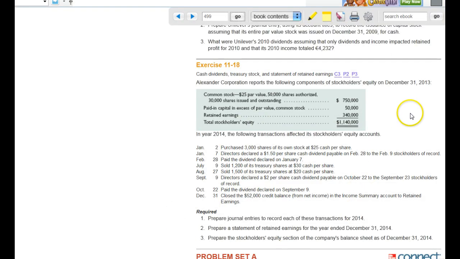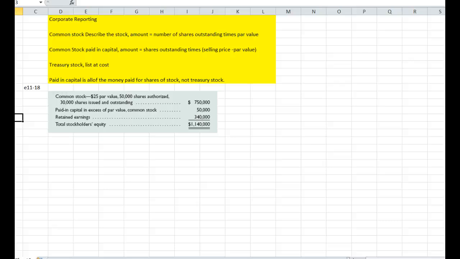And we're going to take a quick look at exercise 1118 on page 499. And I'm just going to explain a little bit to you. This is part of the stockholders' equity section of the balance sheet as of a certain day. Okay. Let's take a look at this. Just a couple of things I wanted to tell you. I've copied over what we have here. I just wanted to go through how we put this together.